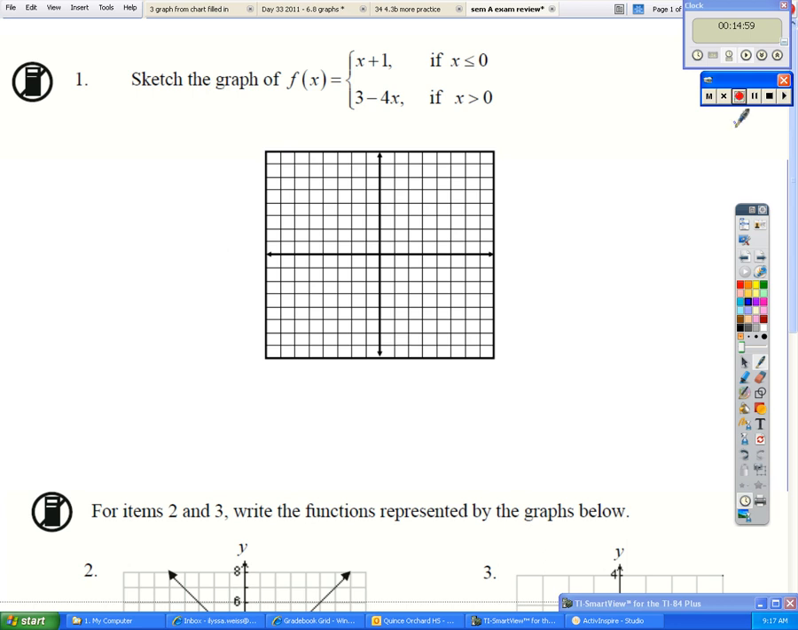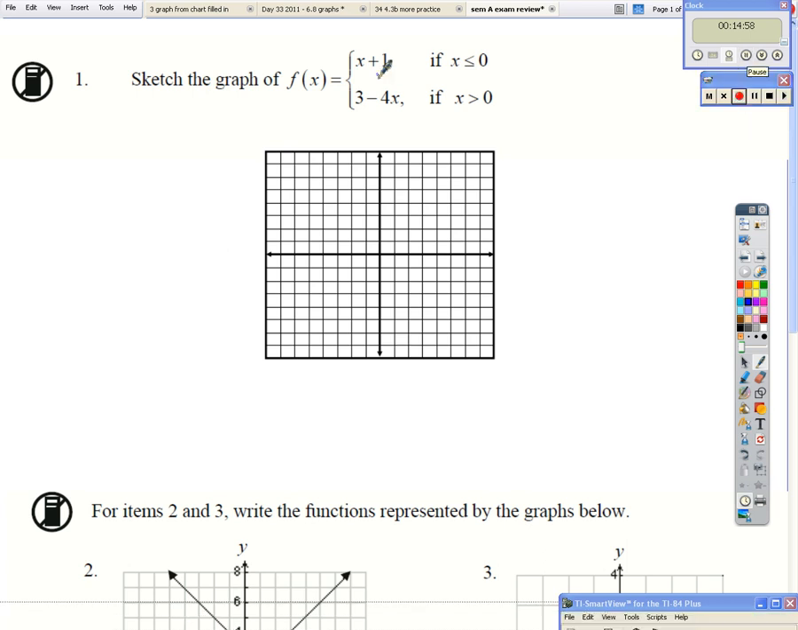To graph this piecewise, we need to start with the y-intercept, and we're going to use the slope. And we only want this linear piece when x is less than or equal to 0. So my y-intercept is at 1. Since my slope is positive, if I go negative, negative with the rise and run of 1, I get that piece of x plus 1.